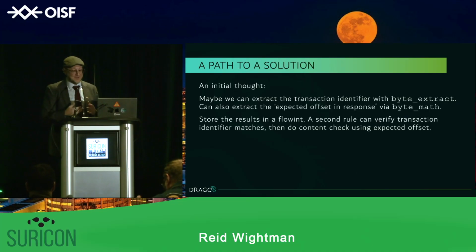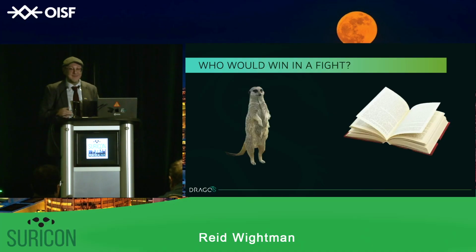So my initial thought here was, okay, I can do this with byte extract and byte math. I can extract the transaction identifier from the request rule, and then I can set a flow integer, and then I can match the response rule using that flow integer. And I thought everything was going to work great, but this is an example of Ron not reading the documentation that he mentioned earlier. I read the documentation.